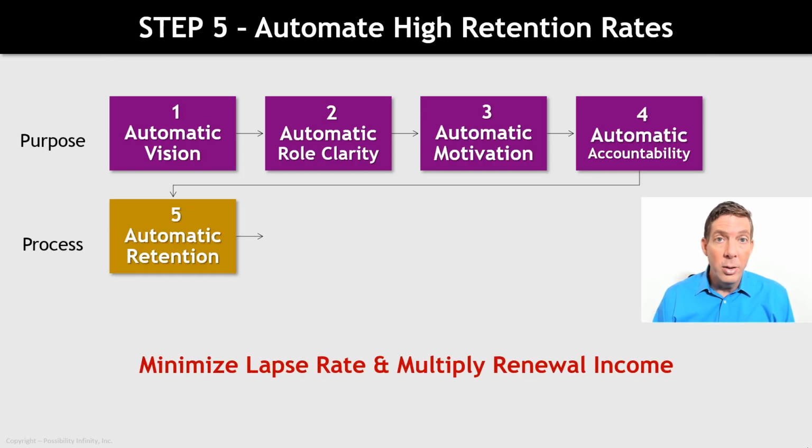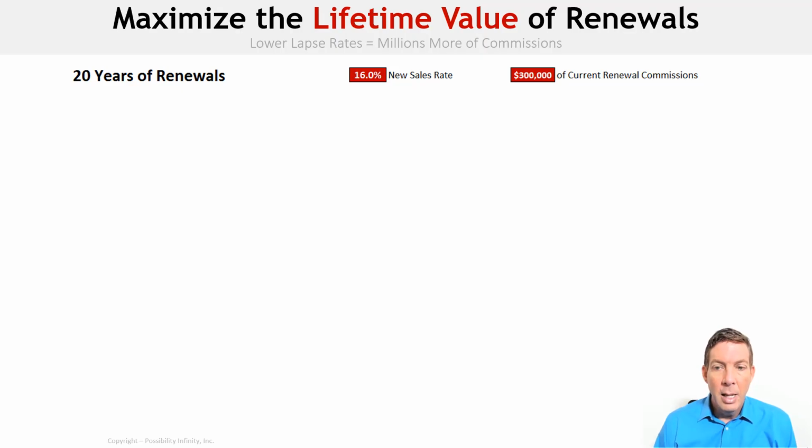into what we're going to do to make real things happen, to make sure that the clients are being retained, that we're selling stuff. And so in our retention area, we want to make sure that we're minimizing our lapse rate, in other words, maximizing our retention, and multiplying our renewal income. Now, I'm going to use an example here to paint a picture and show you what this can look like.